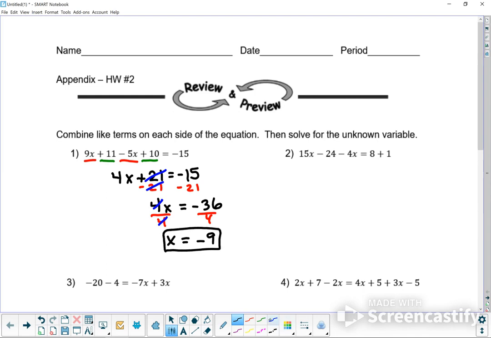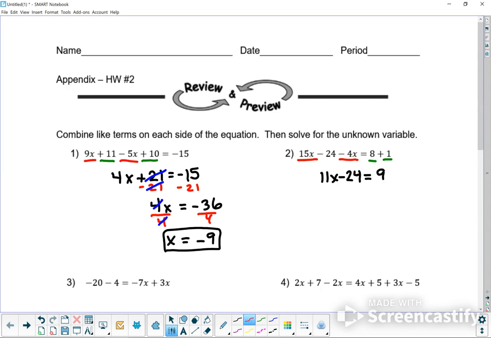Okay, next one. We're going to combine the like terms of 15x and negative 4x. That's going to make 11x. We're also going to combine on this side 8 plus 1. That's going to give me 9. Okay, but I still have negative 24, or minus 24, left on the left hand side. So I will have that there.